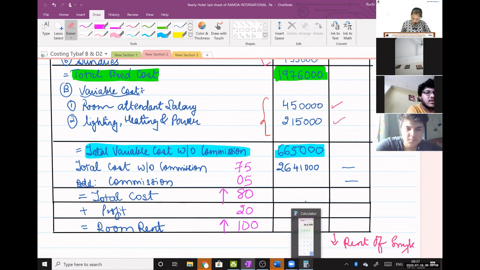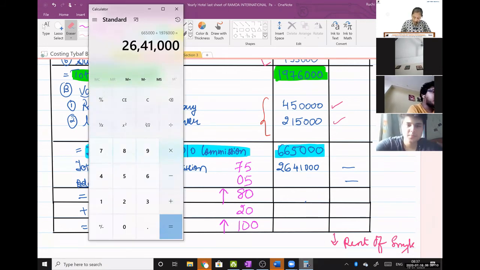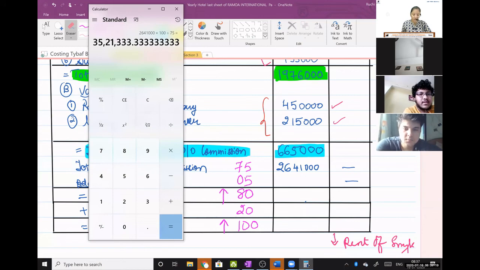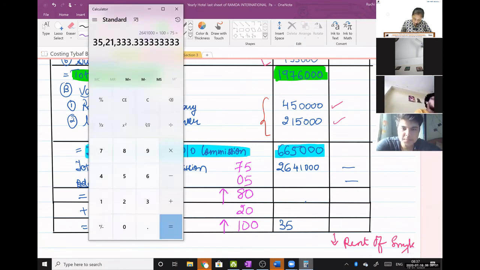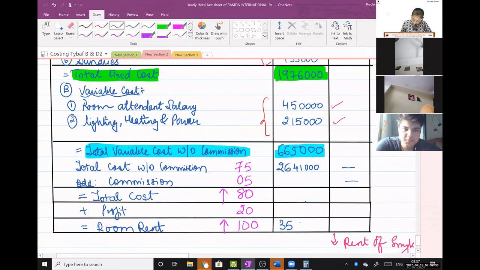I'm doing it. 26 lakh 41,000 into 100 divided by 75. So 35 lakhs 21,333.